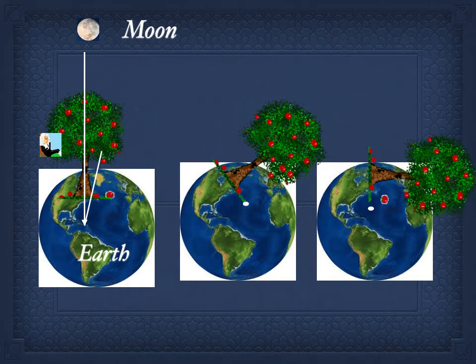Newton thought that if the force of gravitation acts on an apple on the tree at different heights from the surface of the earth, can it also act on objects at even greater heights, much farther away from the earth, for example, like the moon?